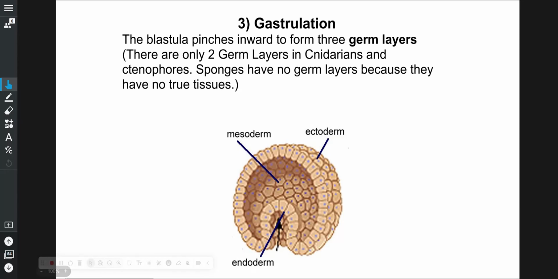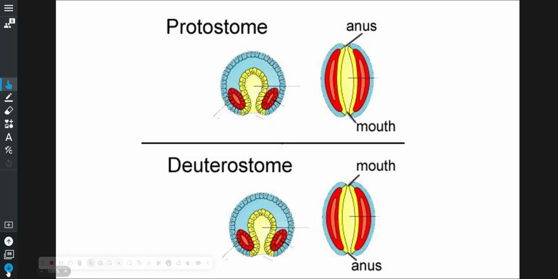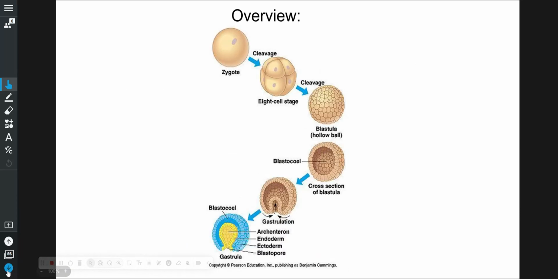Again, with cnidarians, there's only going to be 2 layers because it stops right here. And then sponges have no germ layers because they don't have true tissues. Remember, their cells act individually. Okay, and then you get that folding in. So here's a picture of all of it: the zygote, the cleavage, you get the hollow ball of cells, the gastrulation, and then the tissue layer starting to form. And here you can see there's only 2 tissue layers because there's only one opening.